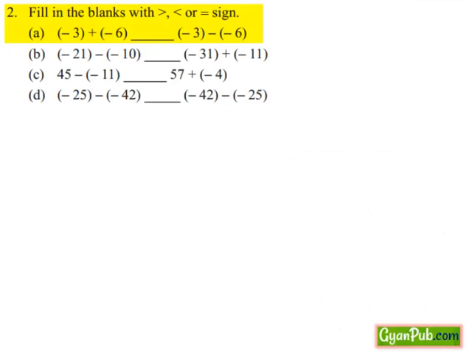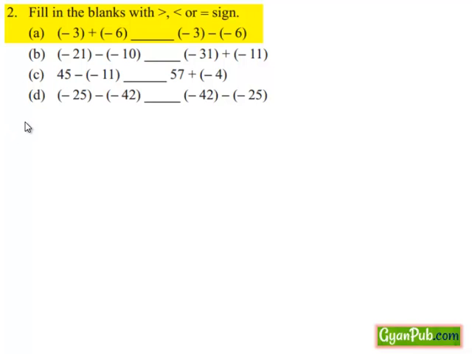Let us move on to the second question. Fill in the blanks with symbols greater than, less than, or is equal to sign. A: -3 plus -6 dash -3 minus of -6. B: -21 minus of -10 dash -31 plus -11. C: 45 minus of -11 dash 47 plus -4. And D: -25 minus of -42 dash -42 minus of -25.